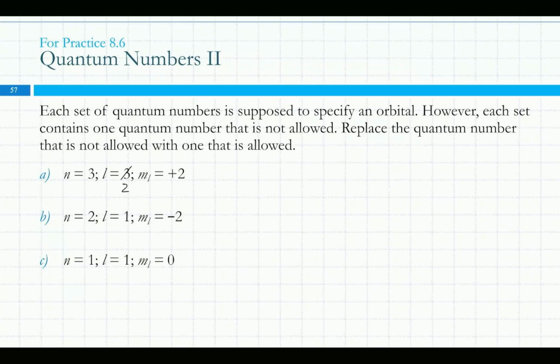Why can't it be 1? Yeah, m sub L here is plus 2. So I can make L equal to 2 because my possible m sub L values are -2, -1, 0, 1, 2. So positive 2 is allowed with L of 2. Okay, how about B?